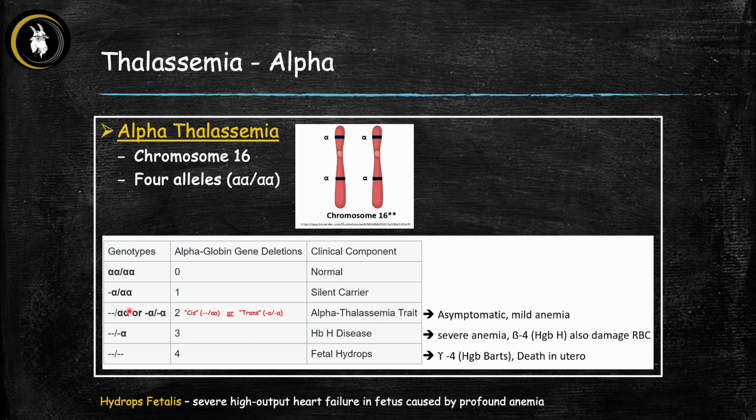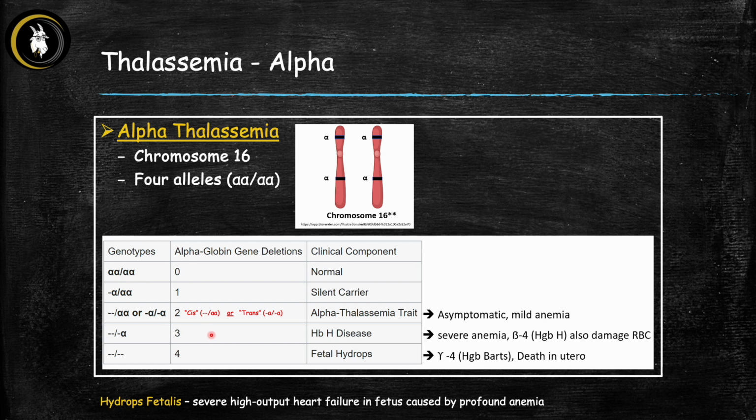If 2 are missing, both alleles could be missing from the same chromosome or one allele from each copy of the chromosome. Either way, this is called alpha thalassemia trait, and that's because these patients are either asymptomatic or only have mild anemia. That's because they essentially still have 50% functional capacity of their alpha globin chain, so they'll be fine. The ones that are going to be the problem are these last 2 right here.